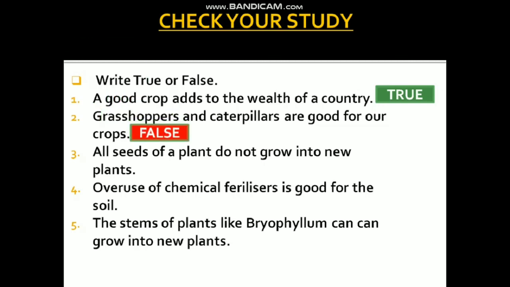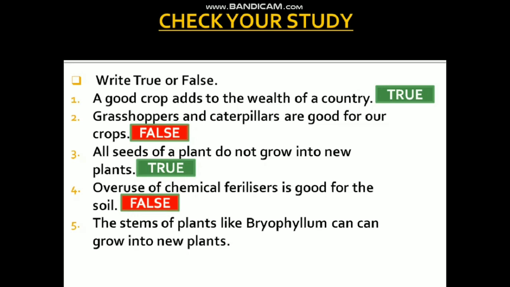All seeds of a plant do not grow into new plants. Do all seeds grow into a new plant? The answer is no. They do not grow because some of the seeds do not get the suitable condition for growth. Overuse of chemical fertilizer is good for the soil? The answer is again no, because overuse of chemical fertilizer spoils the quality of the soil and the crop.